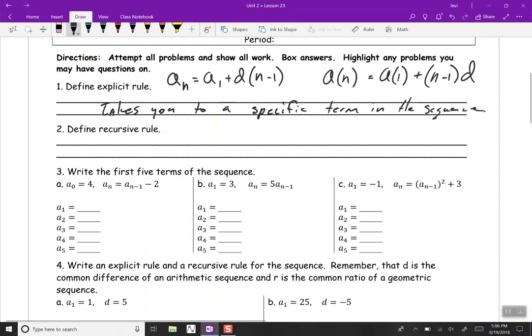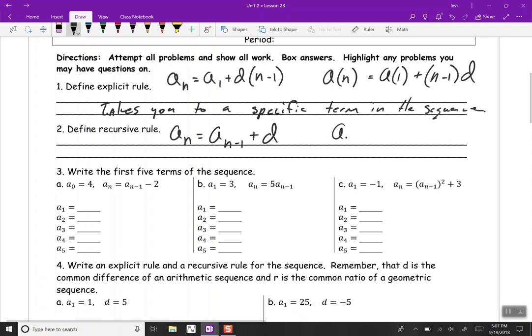So we can go exactly to the 10th term or to the 15th term or whatever term you want to do. The recursive rule is a sub n equals a sub n minus 1 plus our common difference d. So the a sub n minus 1 here means, all that means is our previous term.